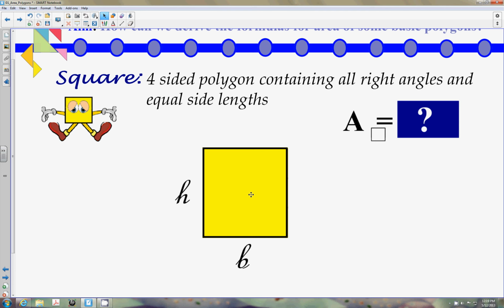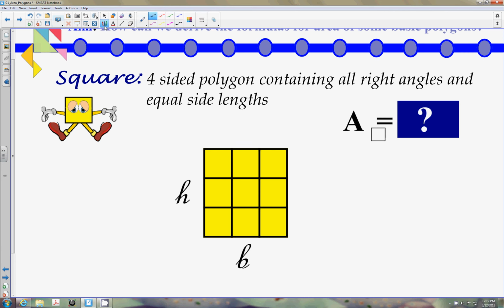Let's go deeper into the square. All right, so this square in particular is 3 units across and 3 units down. So if I wanted to figure out the area of this without having to count, I would just do 3 times 3. And I would get 9. And you can verify that by counting 1, 2, 3, 4, 5, 6, 7, 8, 9 square units.